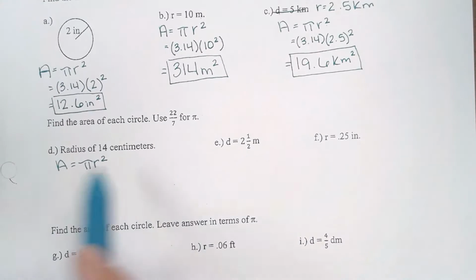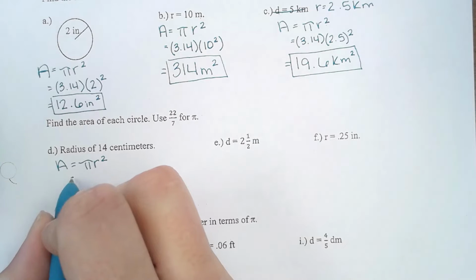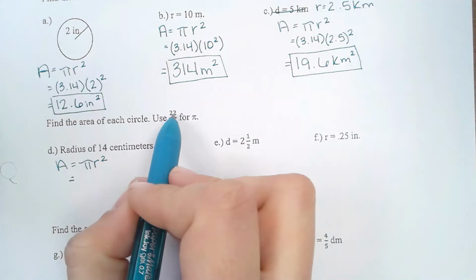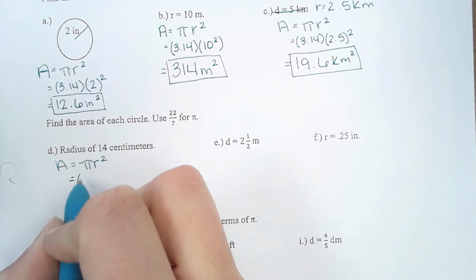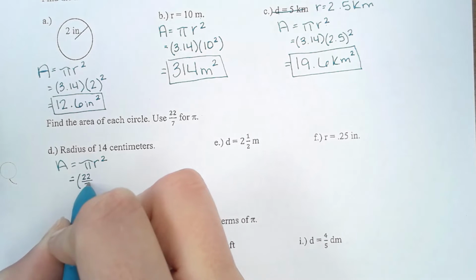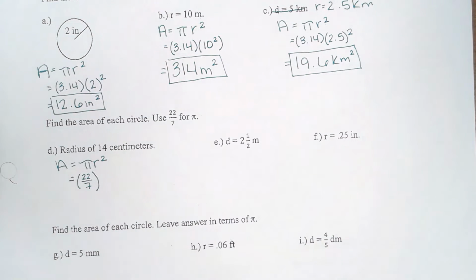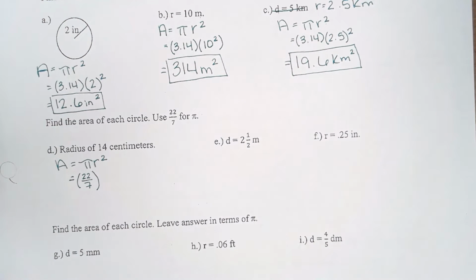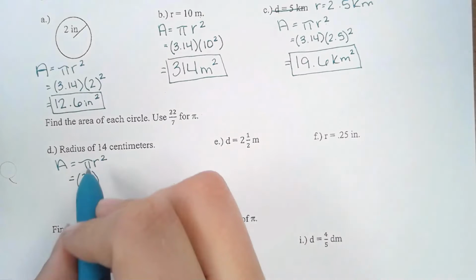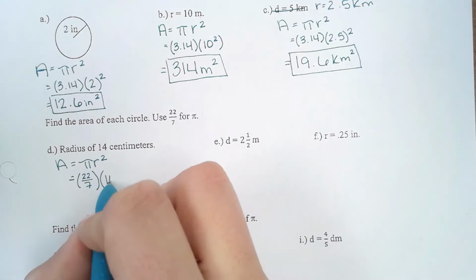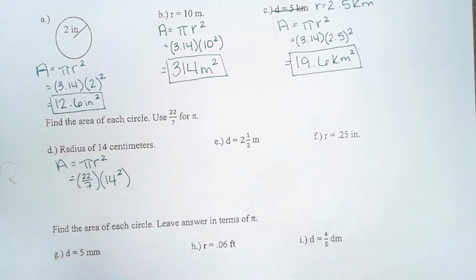So once I write down the formula, I can now just start substituting numbers into the formula. Now they want us to use 22 over 7 for pi. So instead of 3.14, you're just going to plug in 22 over 7 for pi. Radius, they tell us, is 14, and then we're going to square that.